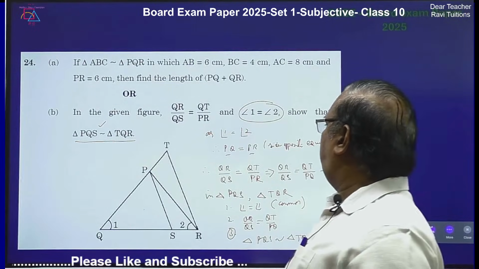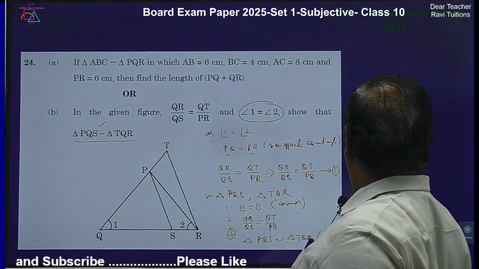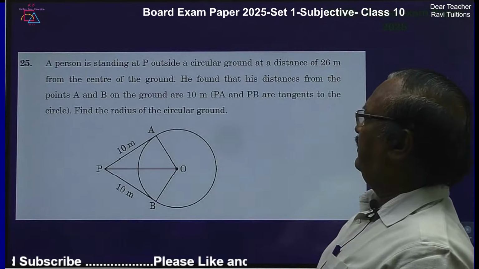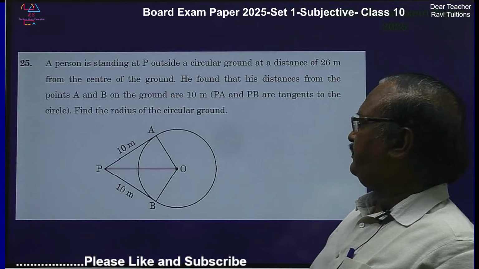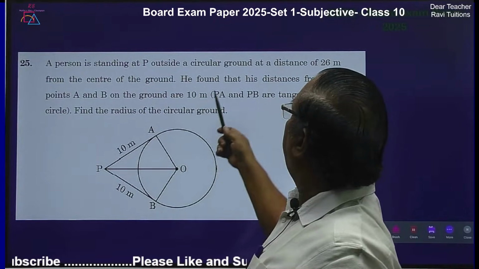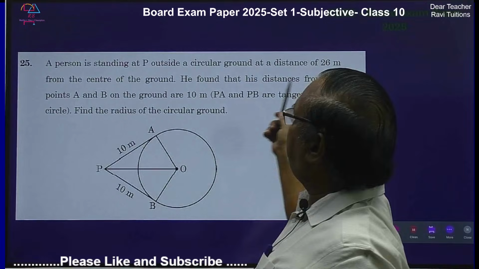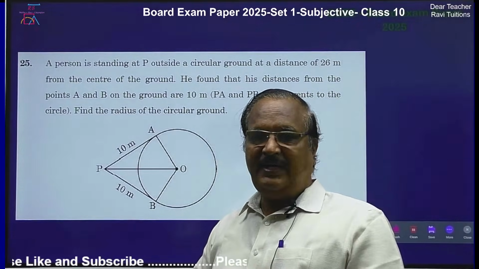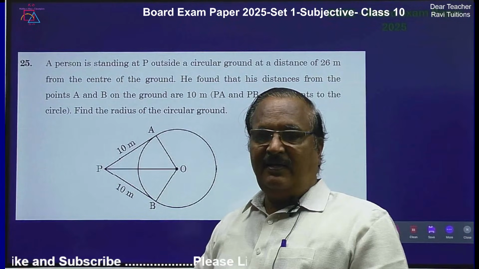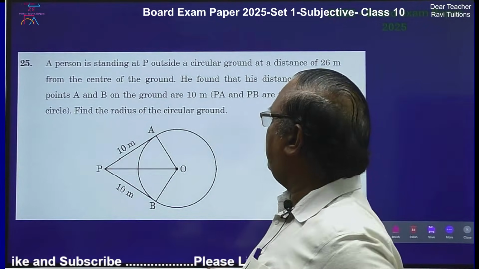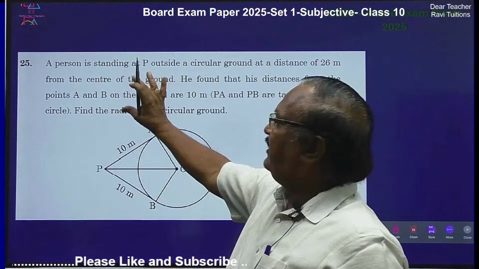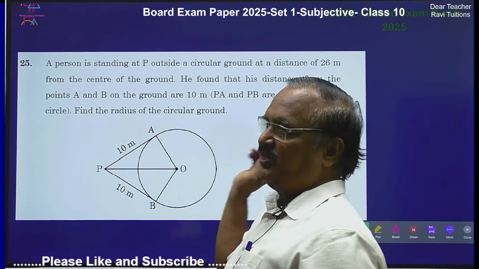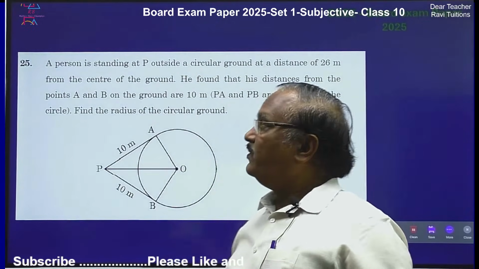Okay. So this is how we have to do. Now let us go to question 25. Now question 25 is a circular ground distance. It is a circles question. Okay. So a circles question also came as a 2 marks question. Let us understand, a big story is given. You should have patience to read the story, right? So now read the story.